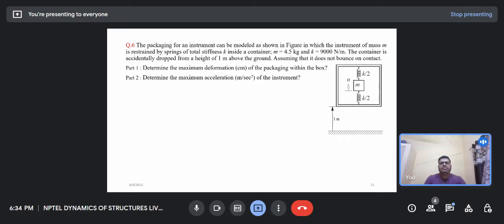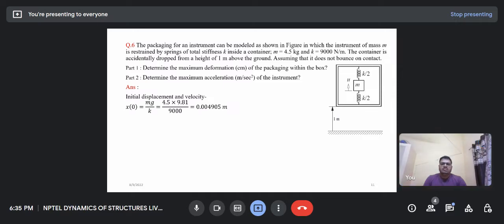So this is the simple free vibration case. You have the stiffness, you have the mass. The only thing that is changed is the initial conditions. So can you tell me what would be the initial condition? There is an impact type case also. Let me show you the initial conditions for this.